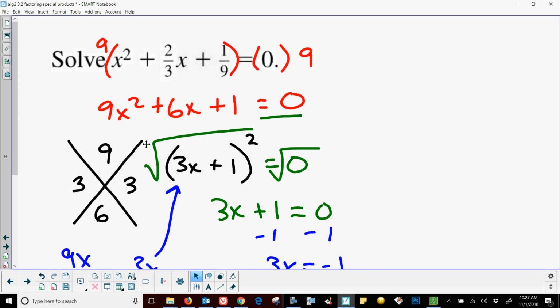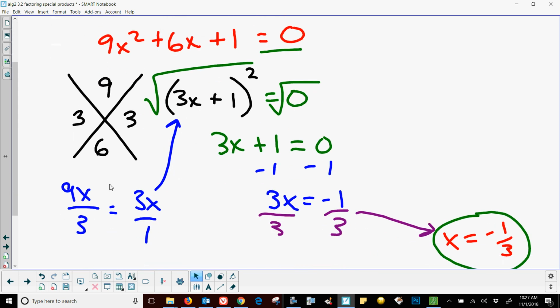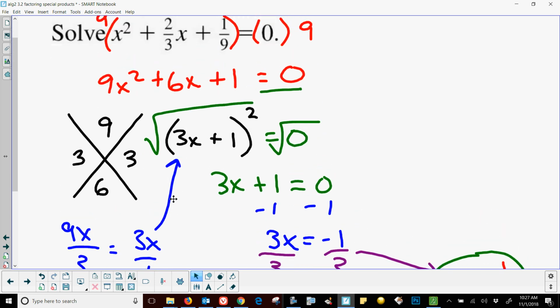Well, once we did this, we factored 3 and 3. Oh, those are the same. We got a special case. So we can go 9x squared is 3x times 3x, and 1 is 1 times 1, and that would be positive. Or we could work it out this way also. Now, problem is we weren't done. We had this equals 0.